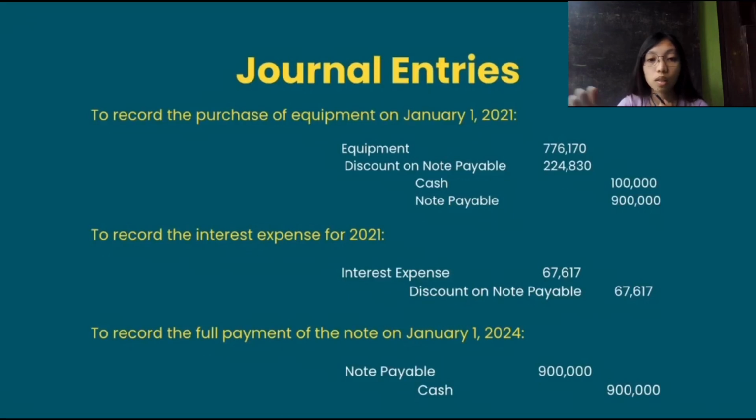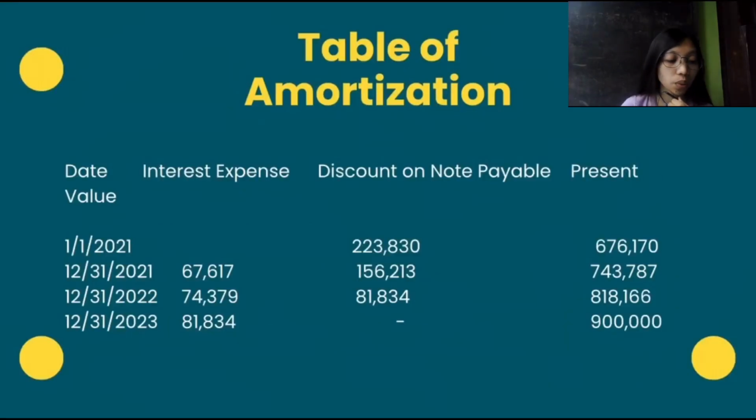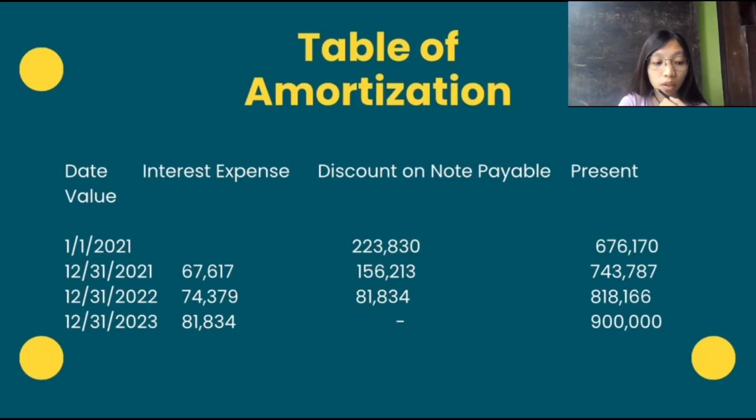And on the succeeding slide, kay makita na to ang table of amortization and kanang giun sa pag-solve ang interest expense for 2021, 2022, and so on. So, and the third one is to record the full payment of the note on January 1, 2024, which is to debit note payable 900,000 and credit cash 900,000. So, next slide, please. So, here we have the table of amortization. So, we have the date, the interest expense, the discount on note payable, and the present value.